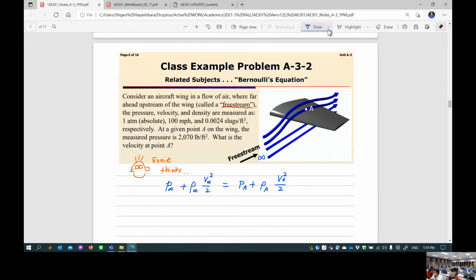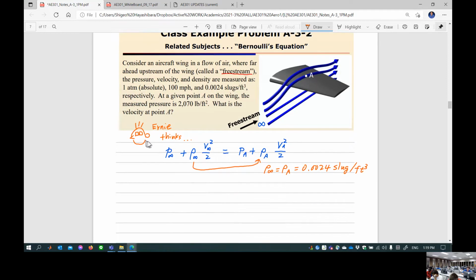I guess the big question is, what is density? Density is constant? Yes, if we're going to use this equation. Rho infinity is rho A, which is a given? Yeah. Let's use 0.0024 slugs per cubic foot. It's a nice standard unit. Okay, so Ernie says, I'm going to move on to compute V A.